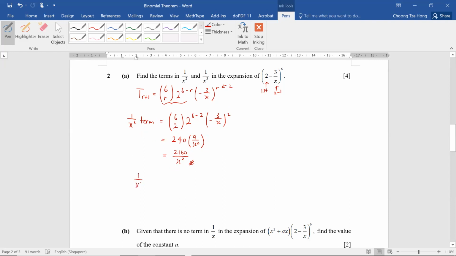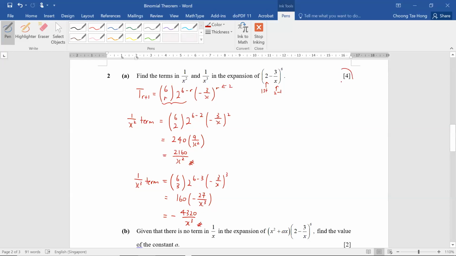Now the 1 over x cubed term. You can pause the video and answer this. For the 1 over x cubed term, what would the r be? It's quite obvious that it's going to be 6 choose 3, then 2 to the power of 6 minus 3, then (negative 3 over x) cubed. Then you just work this out. 6 choose 3 times 2 cubed will give you 160. Negative 3 cubed will give you negative 27 over x cubed. Then if you multiply, you get negative 4320 over x cubed.